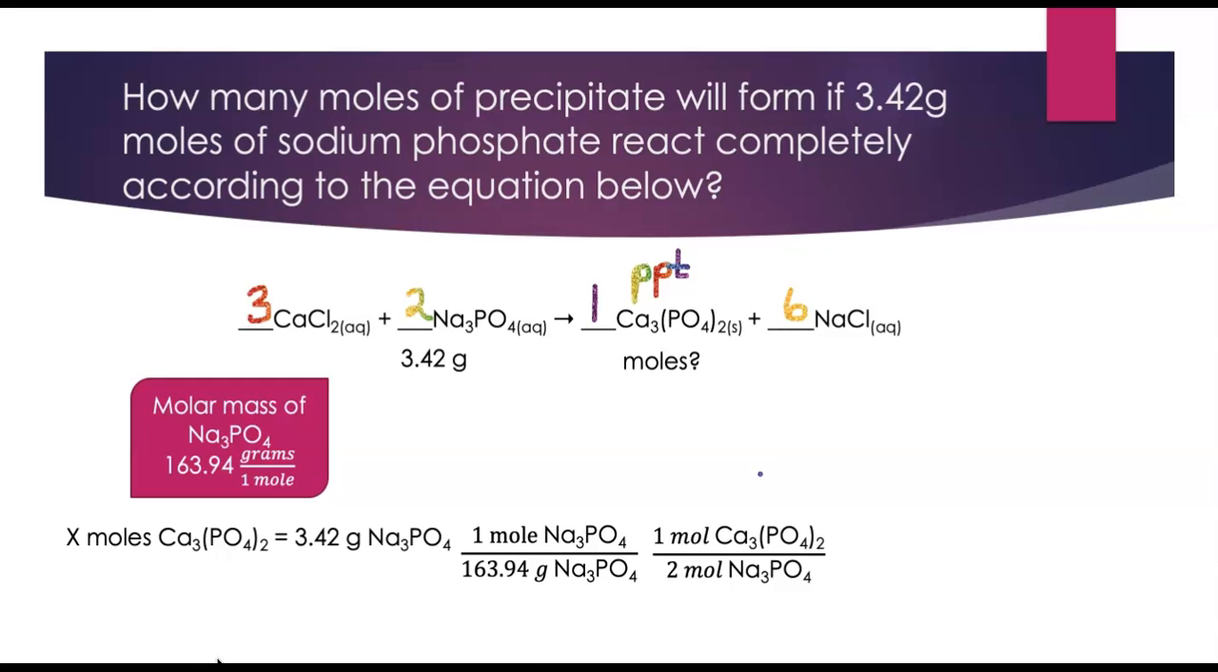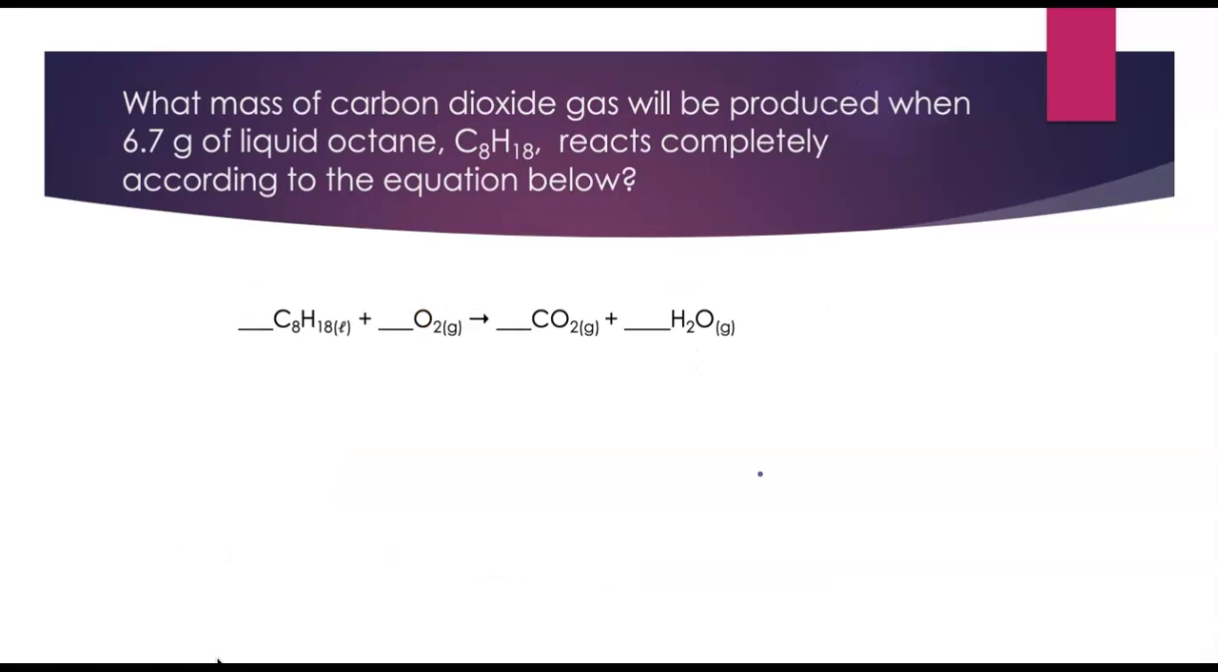Note that what I've got in the numerator becomes the denominator of the next conversion factor. That's how I know I've got my units set up correctly. Now I can see that the unit grams of sodium phosphate cancels out, and the unit moles of sodium phosphate cancels out. This leaves me with moles of calcium phosphate, which is what I wanted. I get out my calculator and I do my math, and I get an answer of 0.0104 moles of calcium phosphate. Now I'm reporting this with 3 sig figs because I had 3 sig figs in the given value of 3.42 grams. Let's do one more problem together.